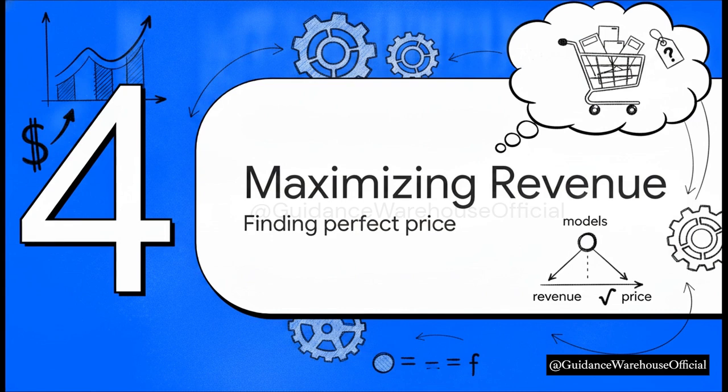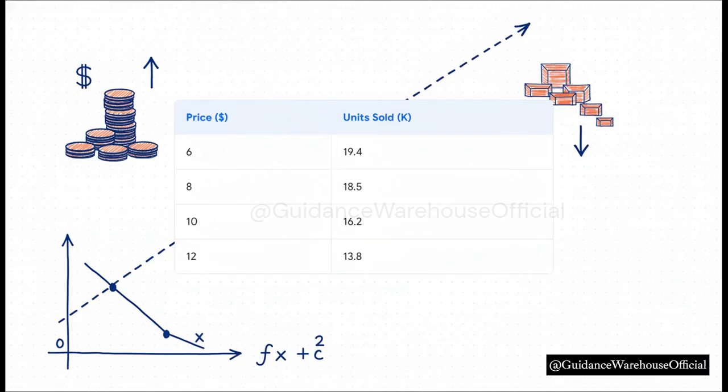Let's find that perfect price. Okay, remember that massive company from the start of our explainer, the one trying to find the ultimate price point? Well, first they test out some different prices and track the sales. Look at these numbers. When they price it at $6, they sell 19.4 thousand units. But when they jack the price up to $12, sales drop to 13.8 thousand units.